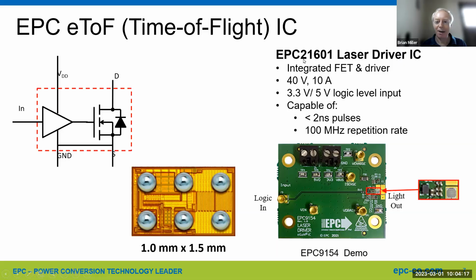This uses an example of the EPC2106 laser driver IC. This particular part is rated for 40 volts and 10 amp pulses. There are other parts we're developing and several on the website. The input can be 3.3 or 5 volt logic level, and it's capable of less than 2 nanosecond pulses, very quick. It can also do a 100 megahertz repetition rate.